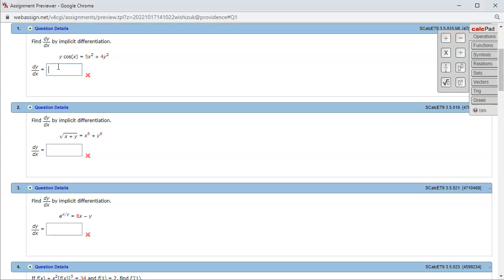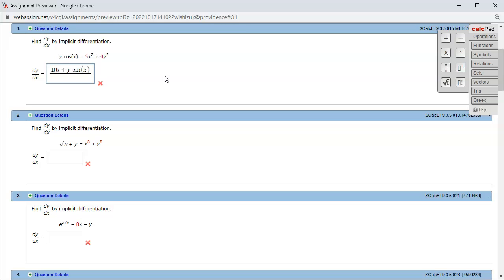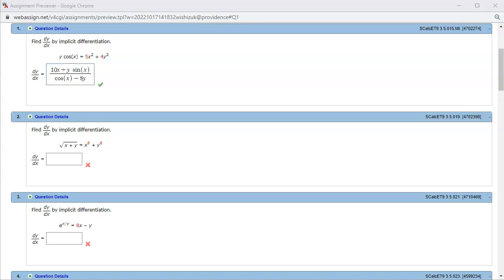What we found was 10x plus y sine of x, and over, actually that's not what I want, I have to highlight this whole numerator here, over cosine of x minus 8y. Let's check the answer.